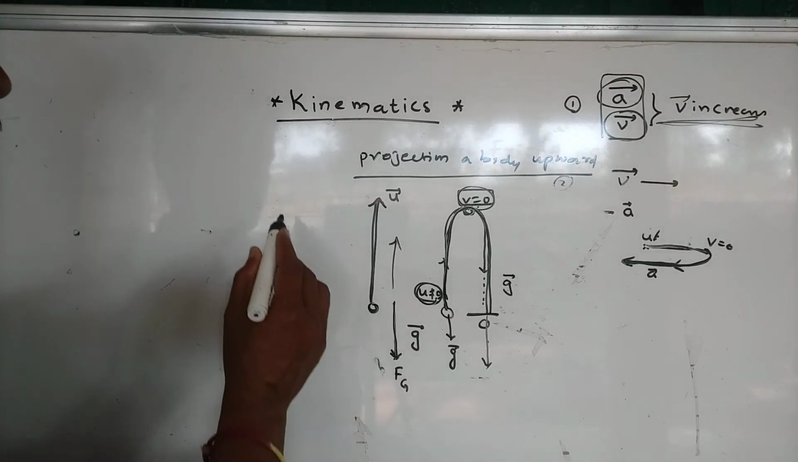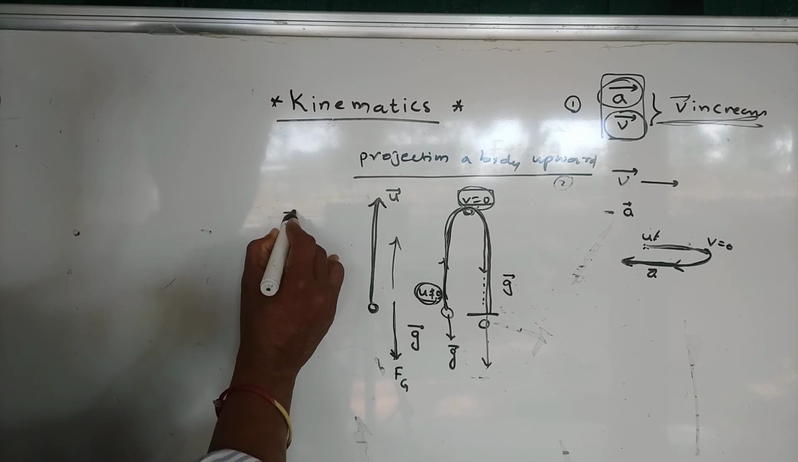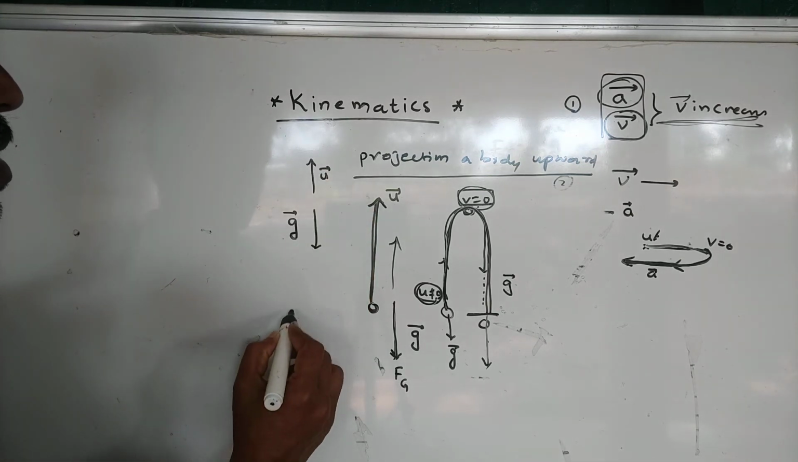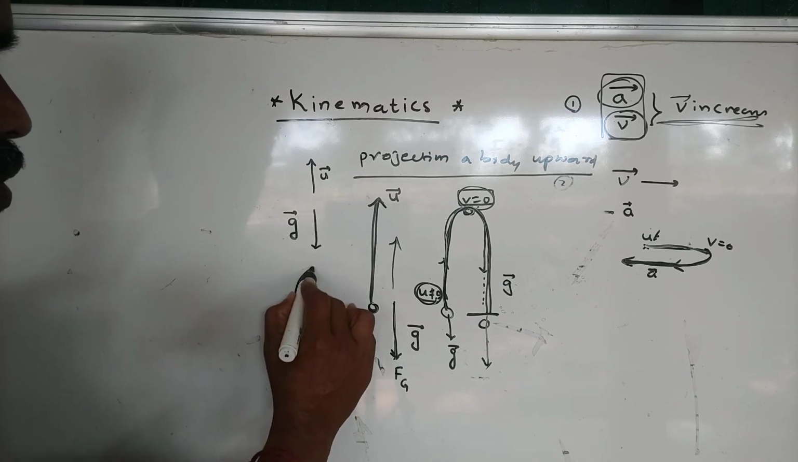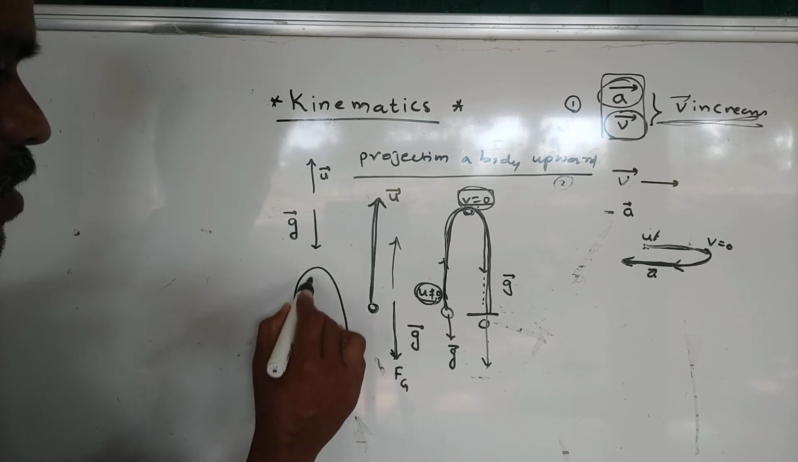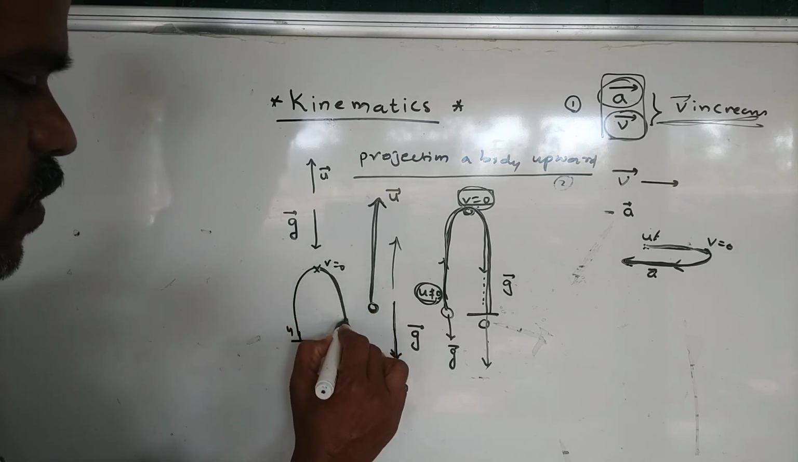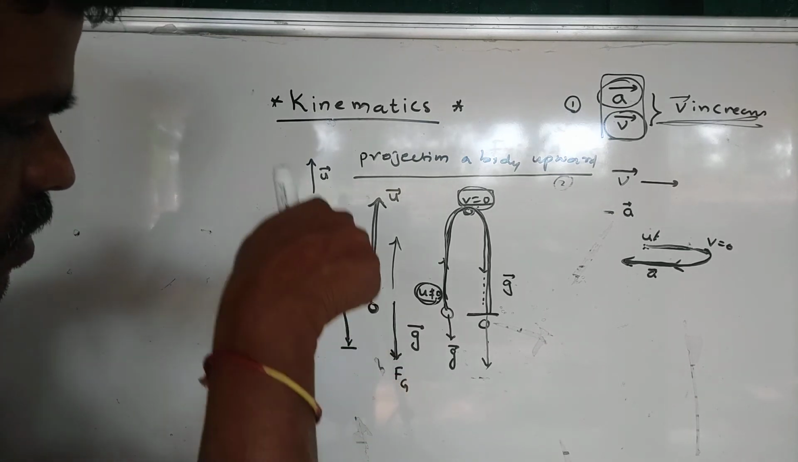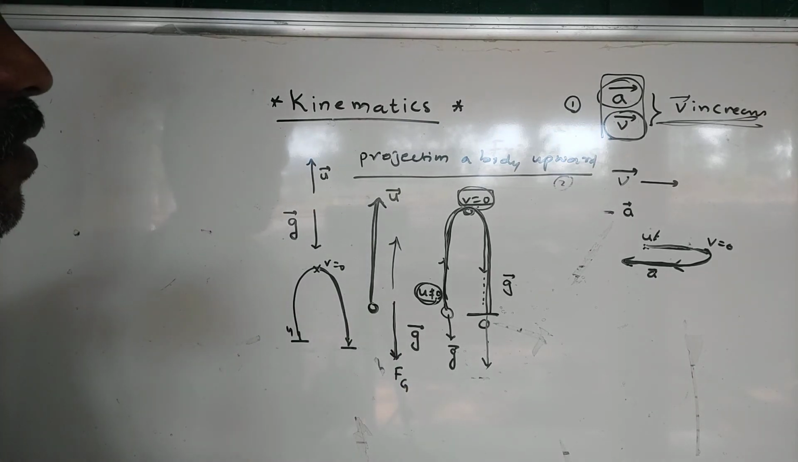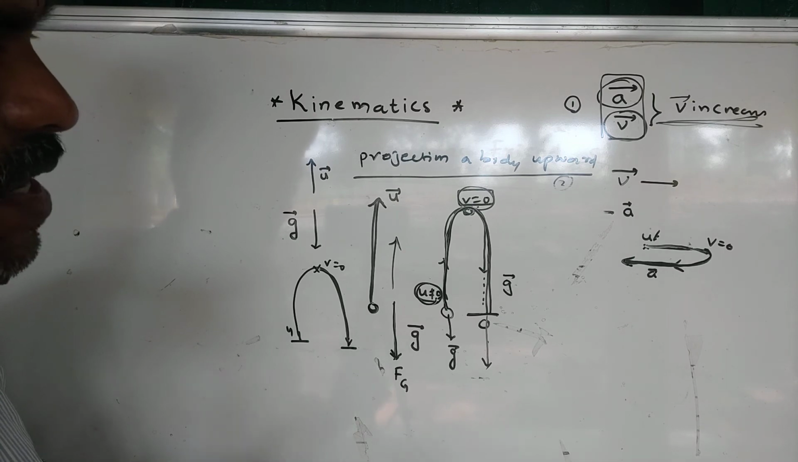Here gravitational acceleration is acting downwards, velocity direction upwards. The body goes up and comes to earth. Here the velocity equals 0, then it goes back, accelerating in the direction of gravitational acceleration. This is the concept of direction of velocity and acceleration.